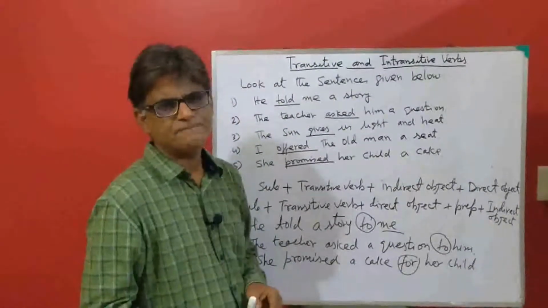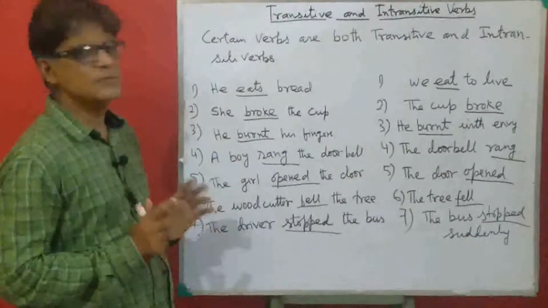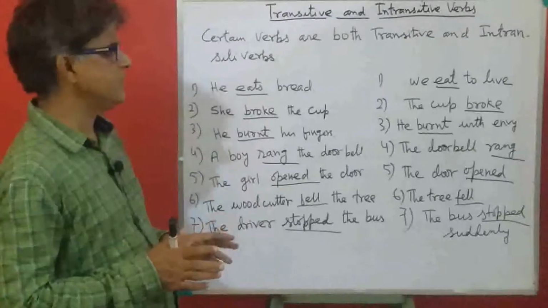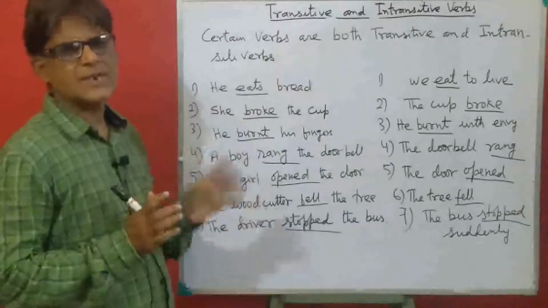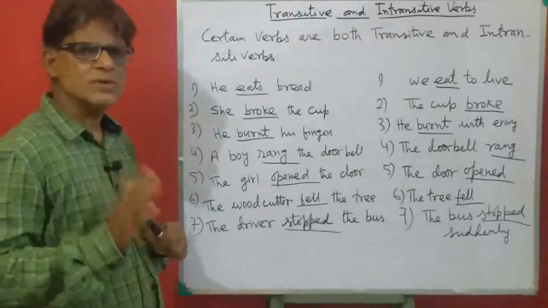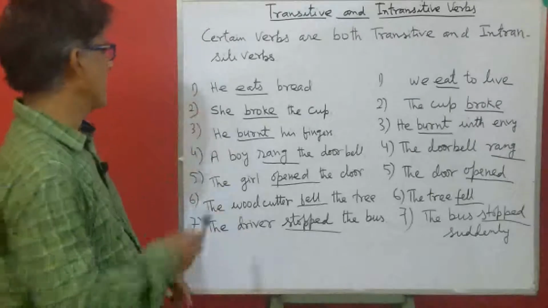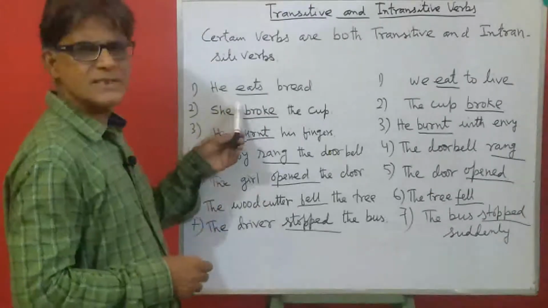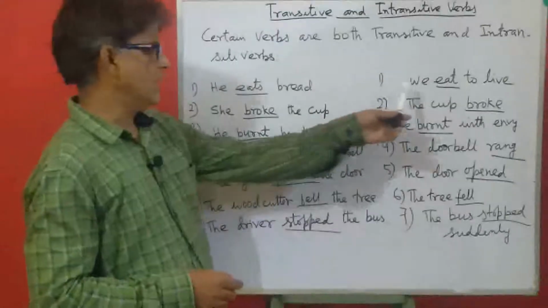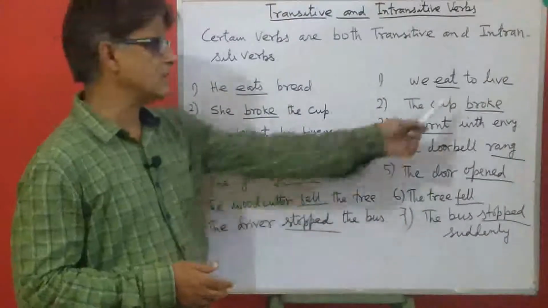Certain verbs are both transitive verbs and intransitive verbs. That is to say, there are some verbs which can be used both transitively and intransitively. For example, he eats bread. Here eats is a transitive verb. We eat to live. Here eat is an intransitive verb because there is no object.